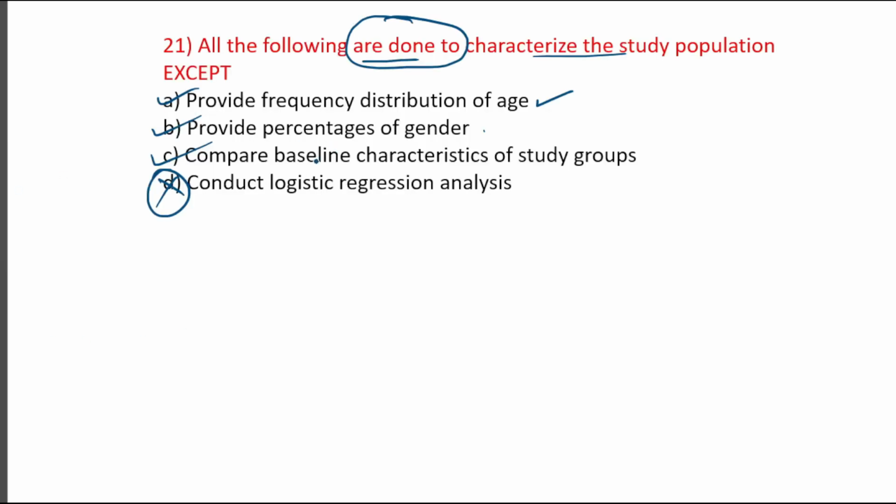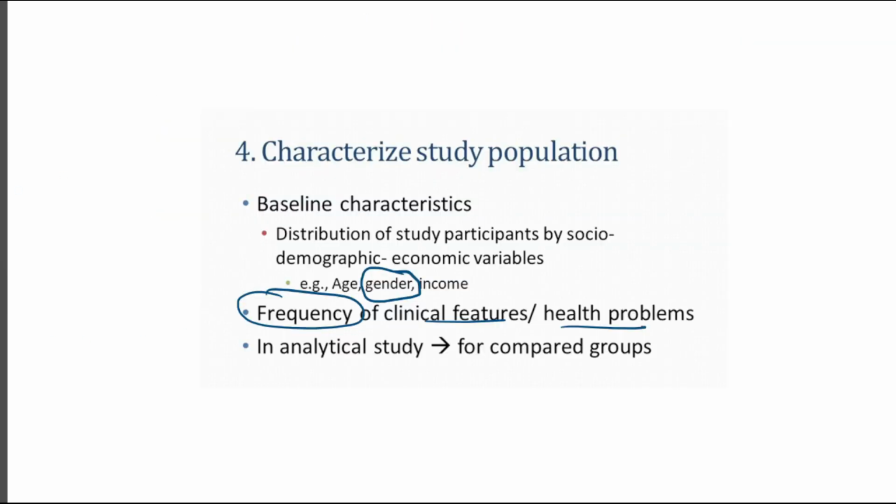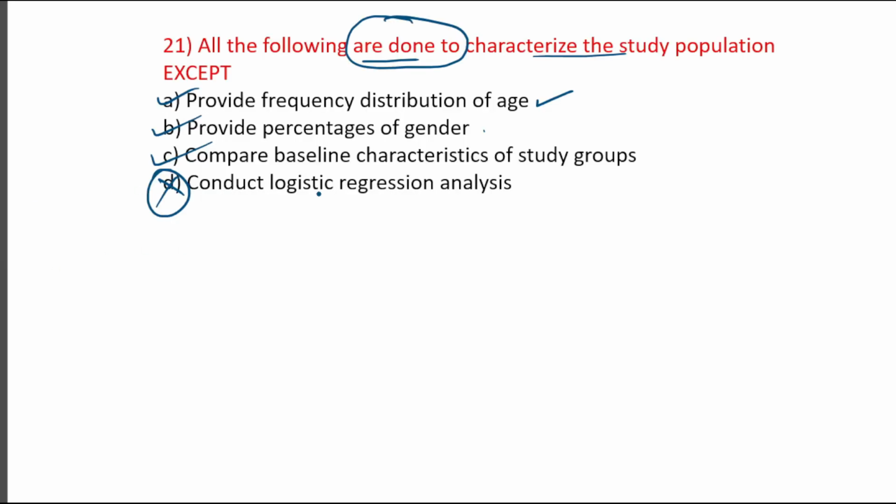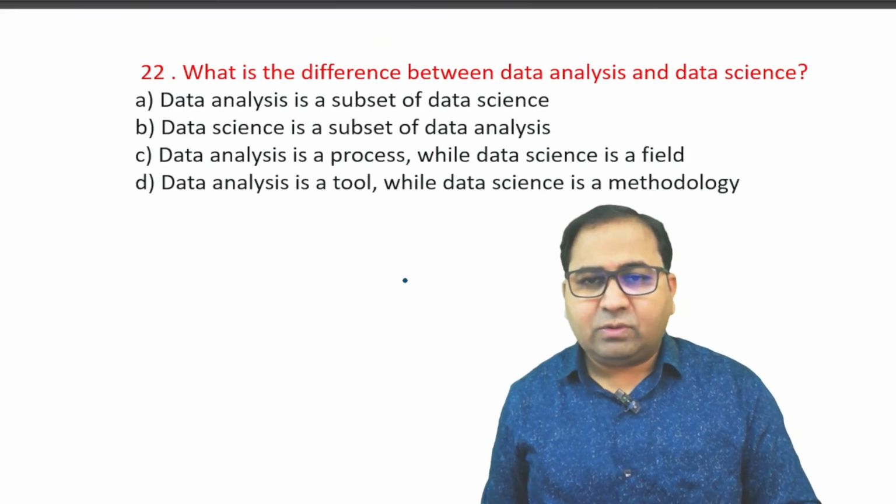Then thirdly, compare the baseline characteristics of study groups. Baseline characteristics of study group, baseline UVC. Okay, so we got all the three options over here. Chalo, so this is the answer for our question. Now let us see the next question.